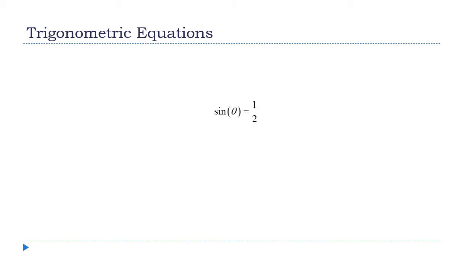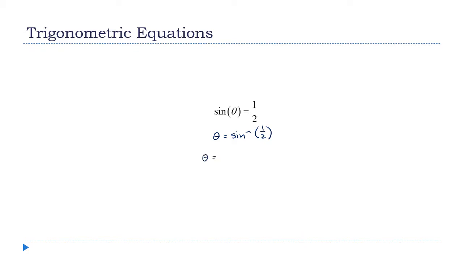Okay, so how about this one? This one, there's going to be a twist here. Right? I'm going to start the same way. I'm going to take the inverse sine of both sides. And I get theta equals the inverse sine of 1/2. Okay, so an angle whose sine is 1/2. I'm thinking pi over 6, right? Sine of pi over 6 is 1/2.